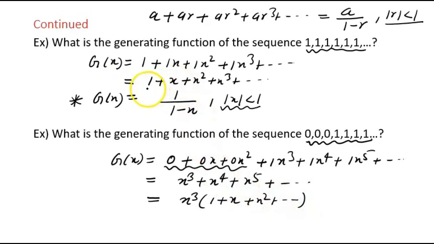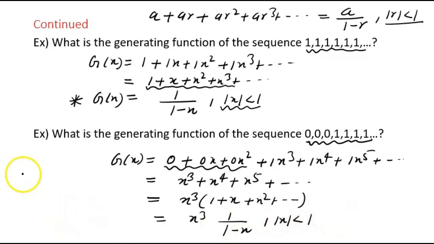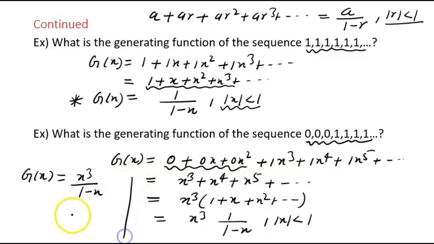One thing you notice is that in the bracket here we are getting the same series that we got earlier. So we can write x cube, and for this series I will write 1 by (1 minus x) using this formula, and of course where the mod of x should be less than 1. So the generating function in this case that I have got is g(x) equal to x cube by (1 minus x), where the mod of x is less than 1. So now I hope you are understanding the point of how to write the generating function.